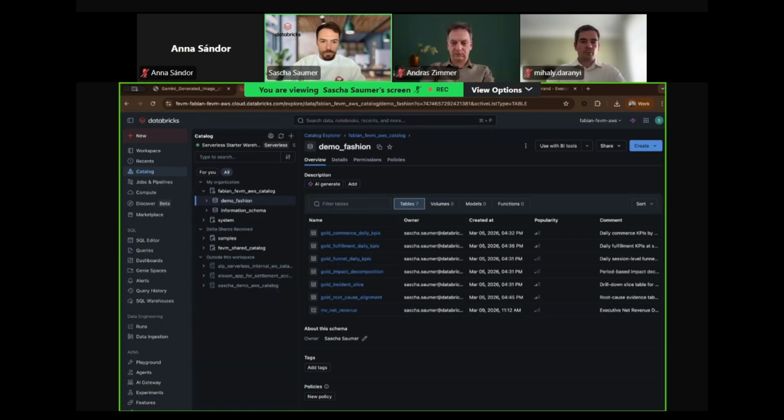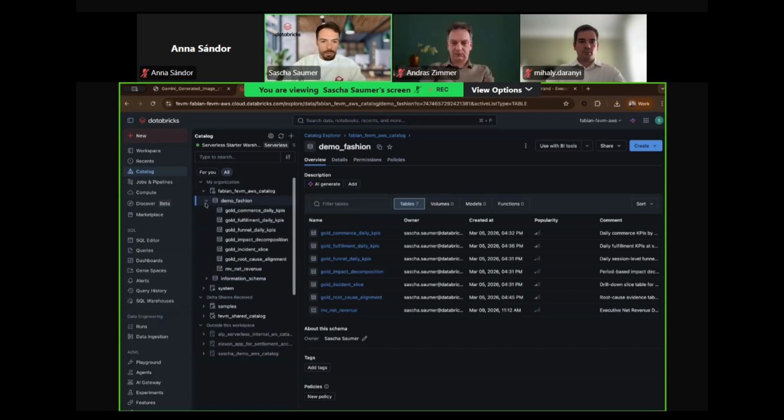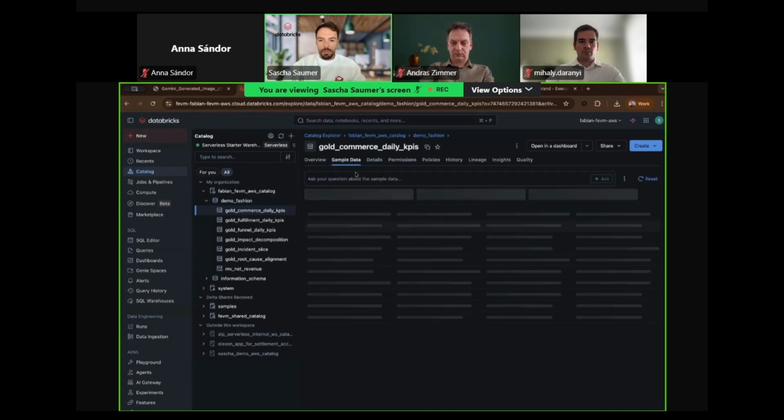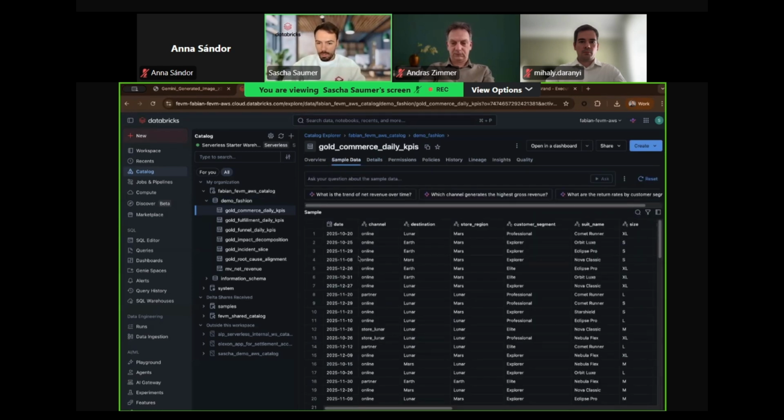This is the Databricks UI that you can see. On the left, we have quite some functionality, and we have our data available. In this case, it would be a schema with different kinds of tables that I could browse here. For each of the tables, I could also select some sample data. In this case, we see commerce daily KPIs from our store regions. You can see we have multiple stores and multiple planets, different customer segments and different suits, which are basically our products in different sizes that we sell here.